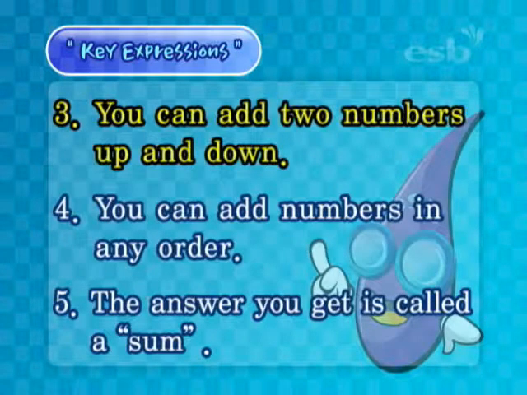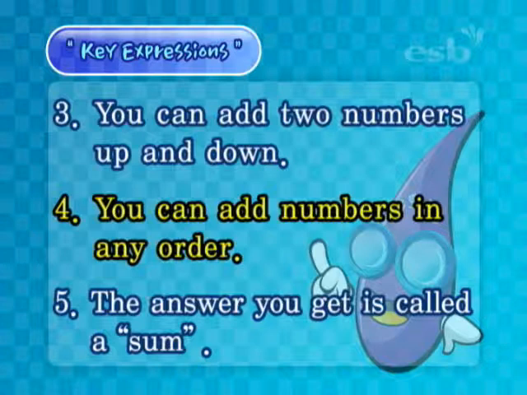Number 3, you can add 2 numbers up and down. Number 4, you can add numbers in any order. And number 5, our final sentence, the answer you get is called a sum.